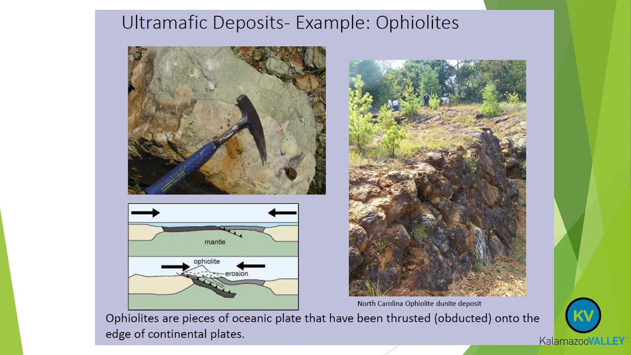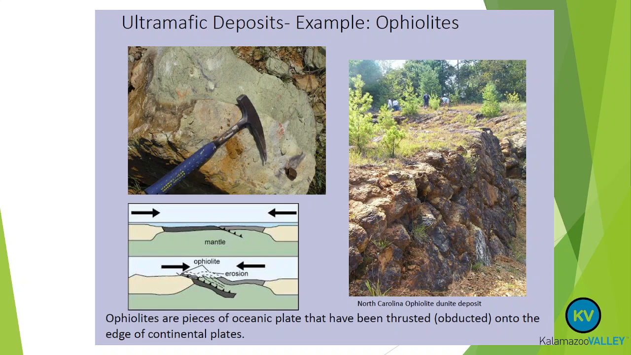There are also ultramafic deposits, which are much like mafic in composition, except have an even greater percentage of the heaviest elements, so magnesium and iron. They'll have at least a 70% content of those heavier elements. One common example of this is what is referred to as ophiolites. These are pieces of fresh or young oceanic plate that have been thrusted or shot up to the surface by some great tectonic force at some point in time and then eroded away.